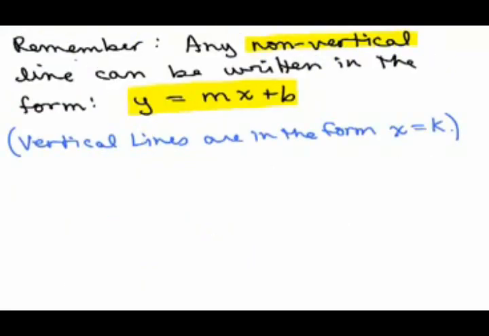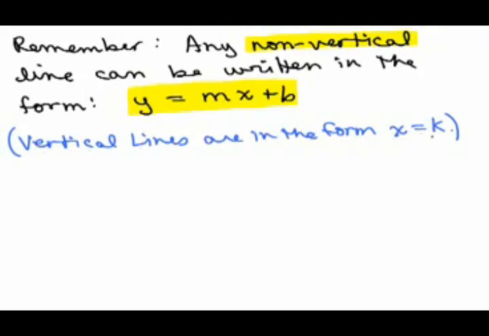All right, let's go back a little bit and remember something about lines. Any non-vertical line can be written in the form y equals mx plus b. Hopefully you recognize this formula. m is the slope, b is the y-intercept. So this is an equation solved for y.